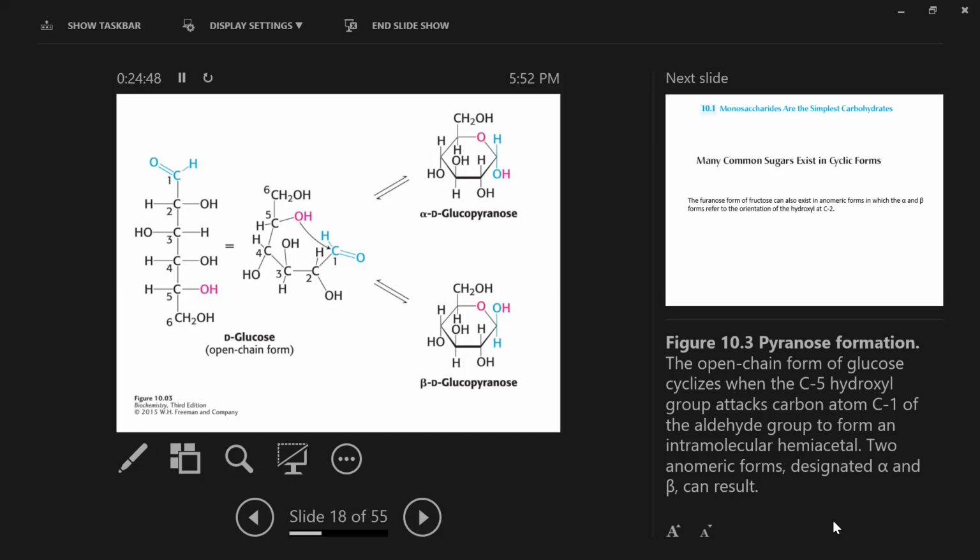So it's nicely numbered here. Carbon number 5, which was the one that helps us determine D or L usually, that hydroxyl group attacks the carbonyl. And then this carbon here, which was the aldehyde or ketone, will no longer be an aldehyde or ketone, but it's very reactive. That carbon is very reactive. And it's also called the anomeric carbon.